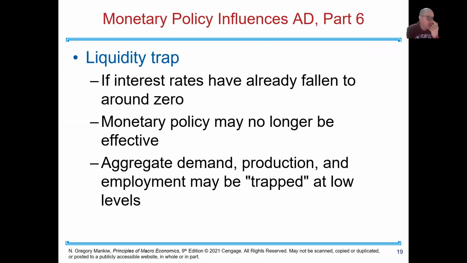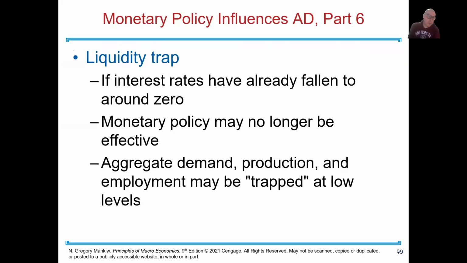The Federal Reserve tries to avoid what we call a liquidity trap. This happens when interest rates fall to zero. Money supply may no longer be effective because we use money supply to influence interest rates. Less money in circulation, higher interest rates. More money in circulation, lower interest rates. That's the idea.